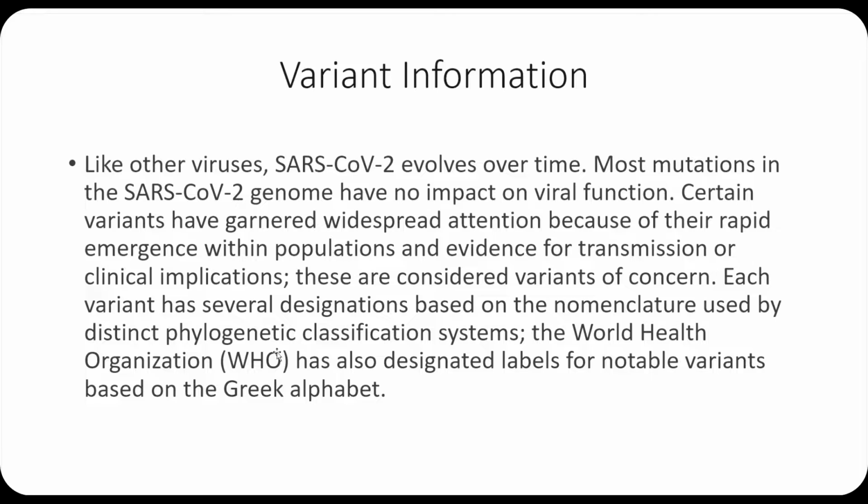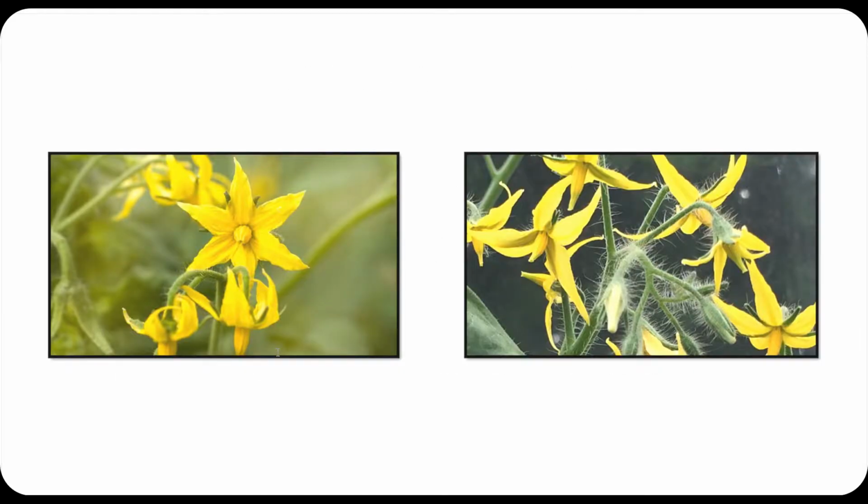So how does it take place? Let me give you an example. But before I go there, WHO decided to create Greek alphabet based variant names to help us keep track of how many different types of variants we have. Otherwise, it's B.1.427, so it's a mouthful. That's why they are creating an easier solution with the Greek alphabet.